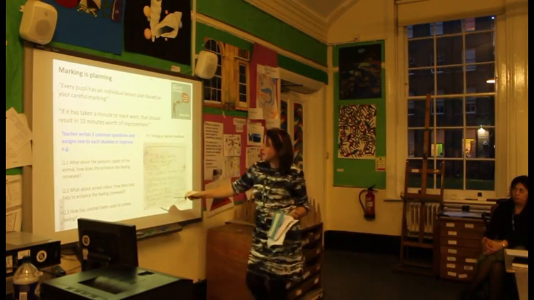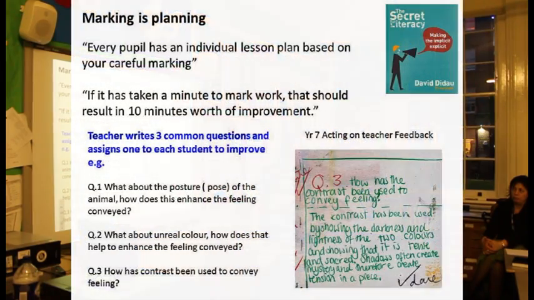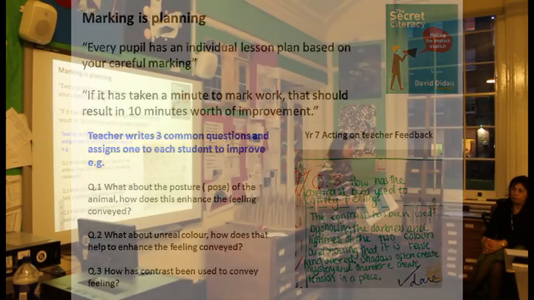And this was her response. So you can see she's written out her question, how has contrast been used to convey feeling, and this is her answer. The contrast has been used by showing the darkness and lightness of the two colours and showing that it is tense and scared. Shadows often create mystery and therefore create a tension in a piece.